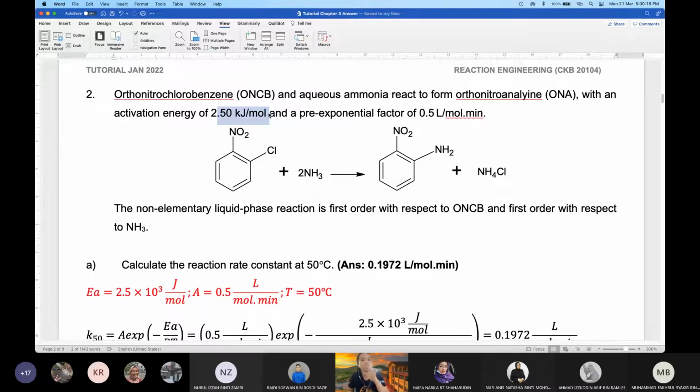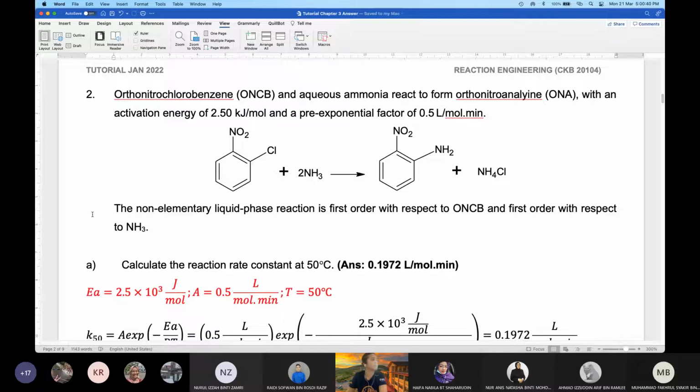Only your reaction rate constant K will need you to know this information. EA, activation energy, and A, your pre-exponential factor. Okay, so you need EA, activation energy, and pre-exponential factor, your A in your Arrhenius equation. Okay, it's fine if you are not familiar yet, it's very fine because you just learned last Wednesday. Later we see how it's used in the question.